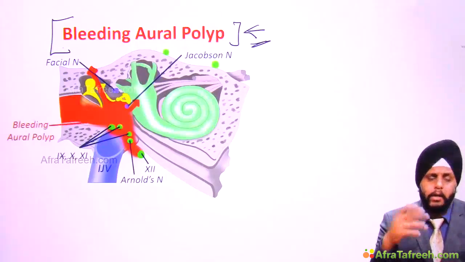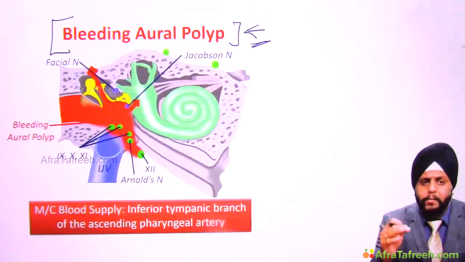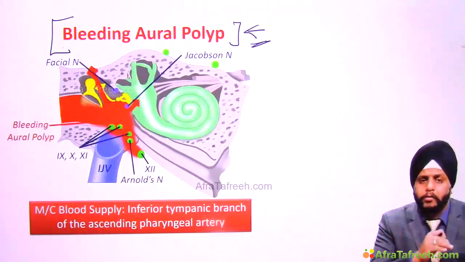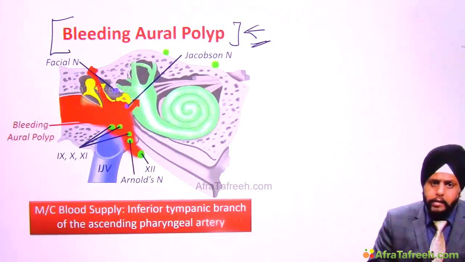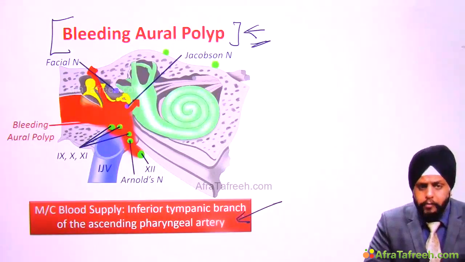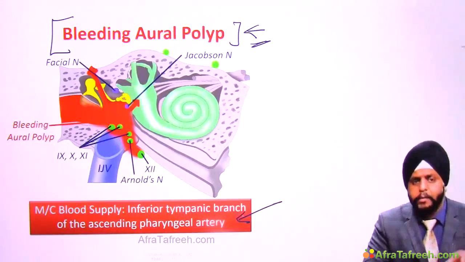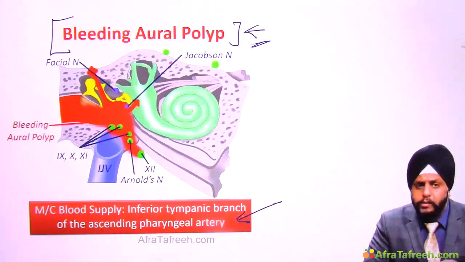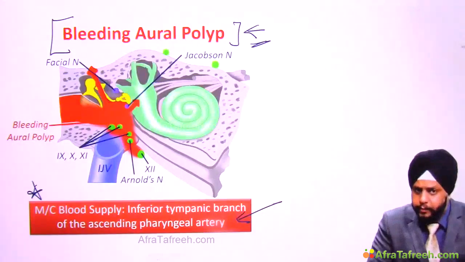Right? Okay. Now, another question which is asked in the exam is the most common blood supply of the glomus. So, the answer is the inferior tympanic branch of the ascending pharyngeal artery. Remember, the ascending pharyngeal artery is the medial-most branch of the ECA, external carotid artery, and from there comes an inferior tympanic branch that supplies the glomus tumor. This is the most common blood supply, and this question is asked in the exam, right?